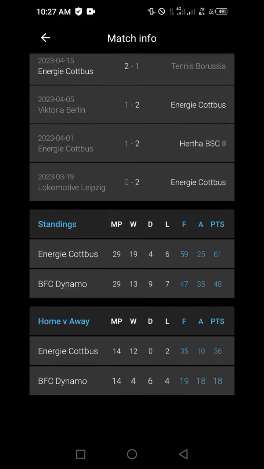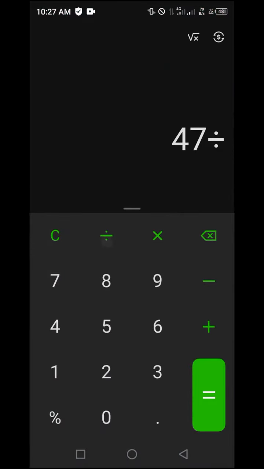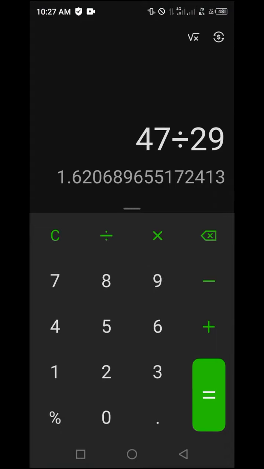Now, of course, we want to conclude this by using BFC Dynamo, dividing 47 by 29 to see the rate at which they score, and whether they are also good at scoring. 47 divided by 29, you can see 1.6. It means they score at the rate of 1.6, but Energy Cottbus scores even better, at 2.0, which means it has a higher scoring capacity than Dynamo at 1.6. So these two teams are good at scoring.